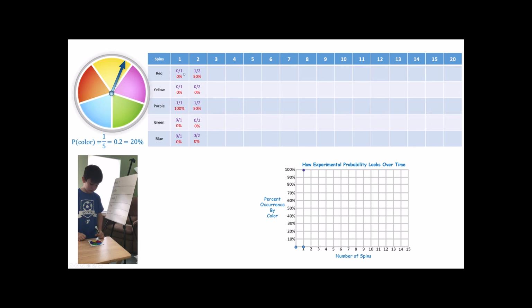After one spin, you only had 2 options, 0% or 100. After 2 spins, you have 0, 50, and 100. It is impossible after 2 spins to get an experimental probability of 20%. I'm going to go ahead and put those dots on my graph now. Notice that we have the purple and the red here at 50%. Everything else is down here at 0.